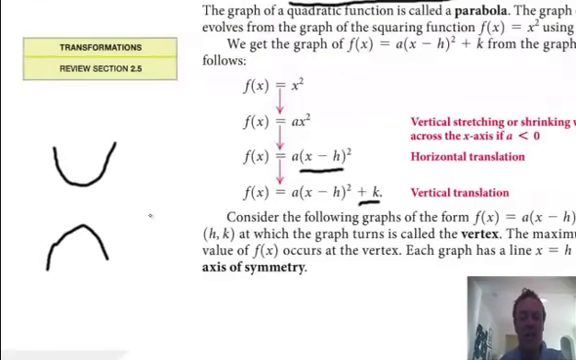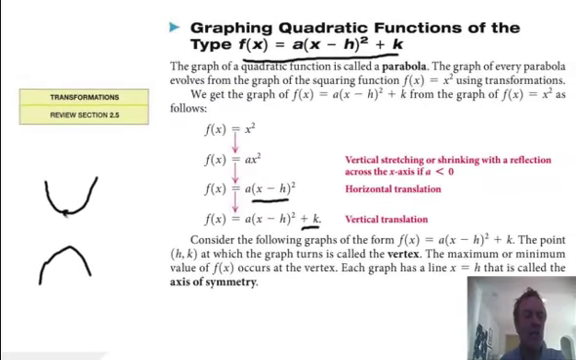So, the vertex is where the graph turns. Right there, this is the vertex. It could be a minimum, it could be a maximum, depending on whether it's a positive x squared or a negative x squared. Right, so that's the vertex.